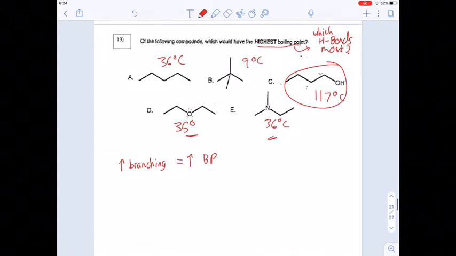So the reason why the ether has a slightly lower one than that one is because this O is kind of protected. So that's a little bit of a fun fact, I guess. But they're almost identical. You would never really have to pick between the two of them because depending on the textbook, they're sometimes ranked at the same boiling point.